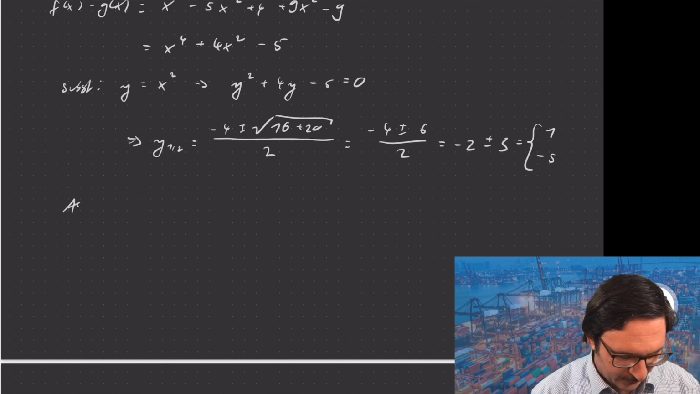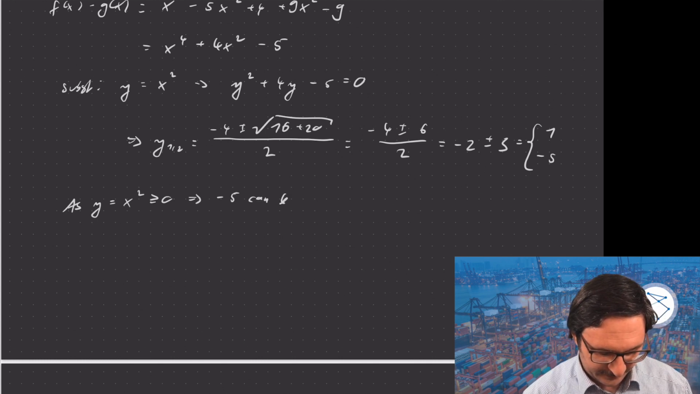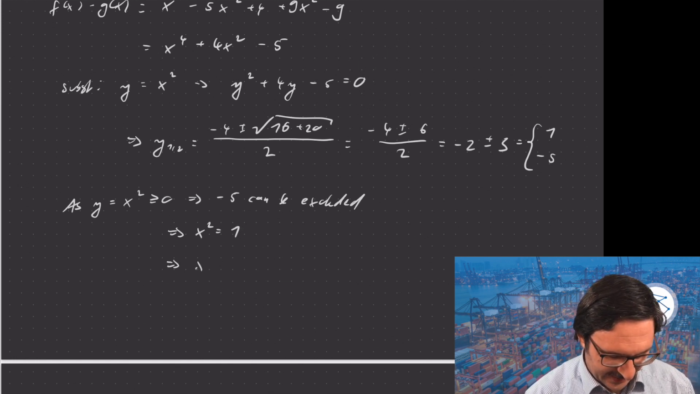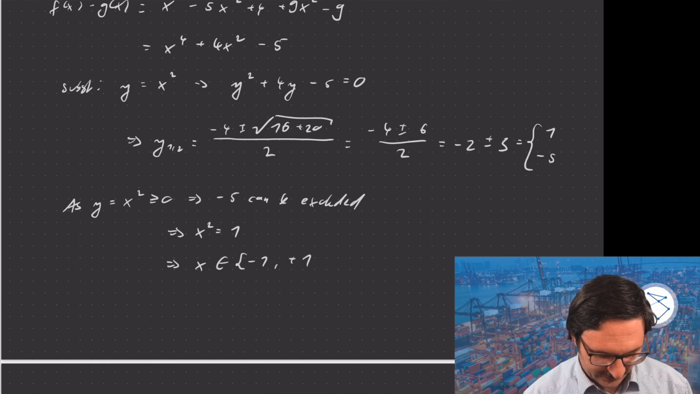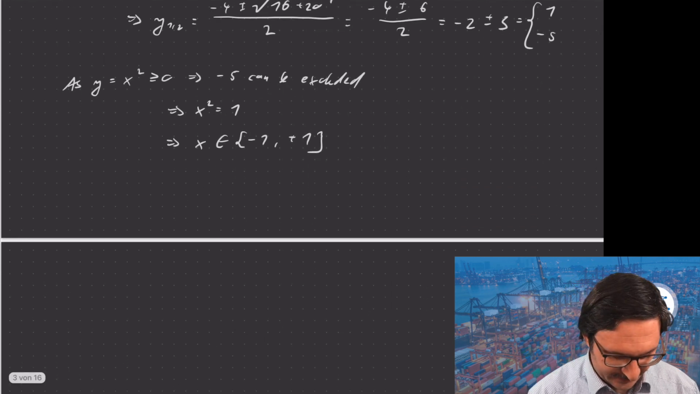Now remember, y was equal to x squared, so y cannot be negative. And that means minus 5 can be excluded for the problem at hand. So in other words, x squared is 1, and that means x is either minus 1 or plus 1. So we get the two intersection points.